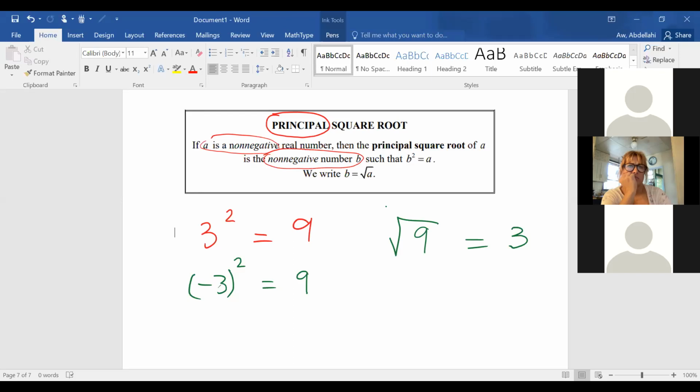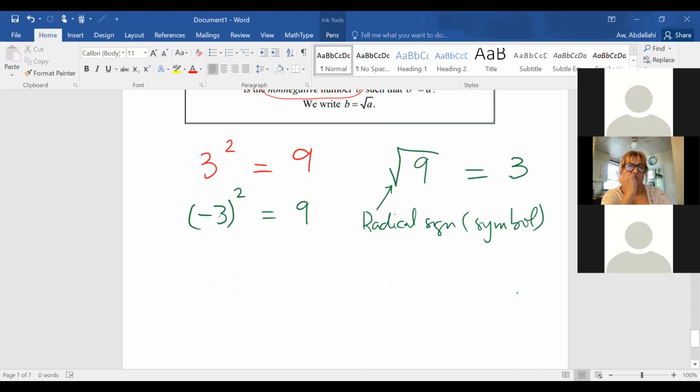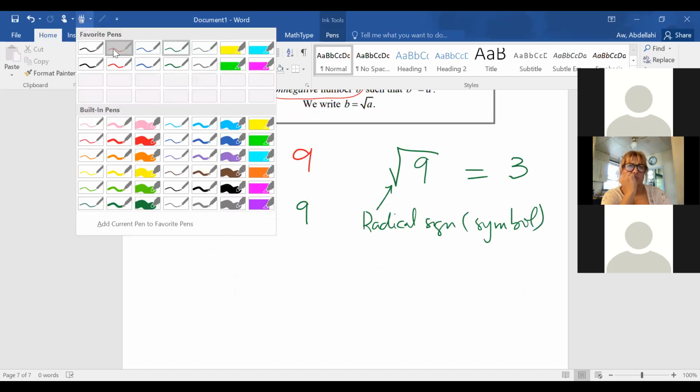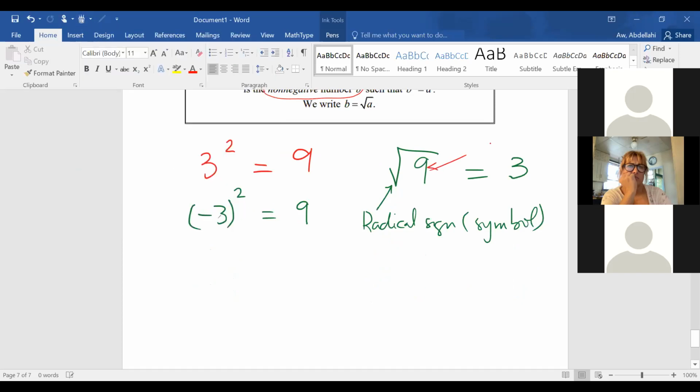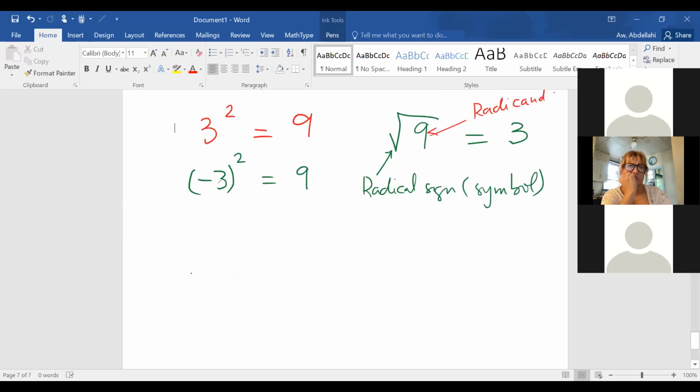This is a radical sign. We call this a radical sign, or radical symbol. And the number inside is called the radicand. So when you say square root, your outcome should always be a positive number only. Okay, so what is the square root of 36? What do you think?